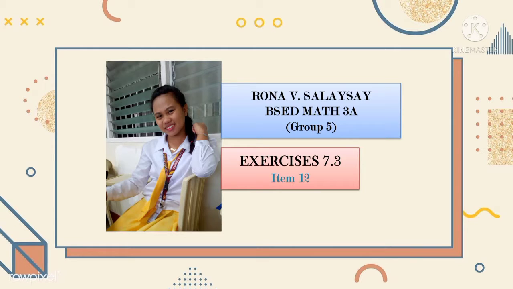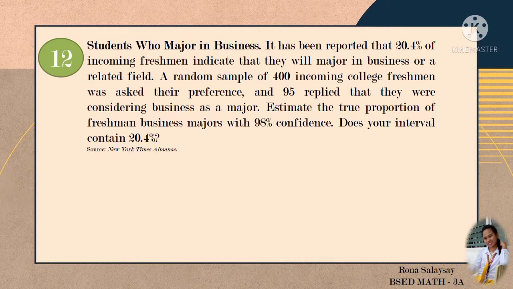We are going to answer item 12 in exercises 7.3. In item 12, the given problem is students who major in business. It has been reported that 20.4% of incoming freshmen indicate that they will major in business or a related field. A random sample of 400 incoming college freshmen was asked their preference and 95 replied that they were considering business as a major. Estimate the true proportion of freshman business majors with 98% confidence. Does your interval contain 20.4%?